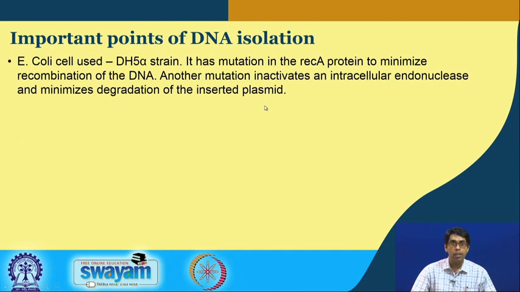Another mutation is in the endonuclease enzyme which is present in the bacteria, and endonucleases are enzymes which specifically cut DNA. We will see examples of endonucleases in the next lecture when we talk about recombinant DNA technology, and we will see that they cut at specific sequences. So, these endonucleases can also damage the plasmid that we have inserted in a bacterium. So, mutation in this endonuclease will again prevent or minimize that.